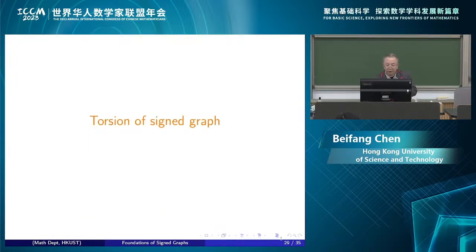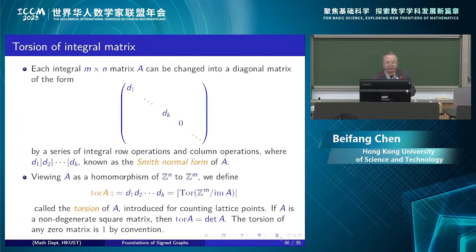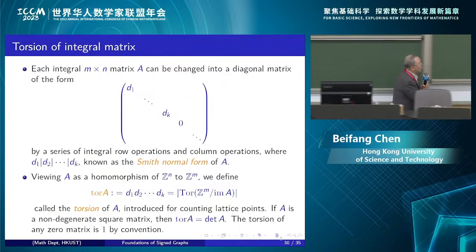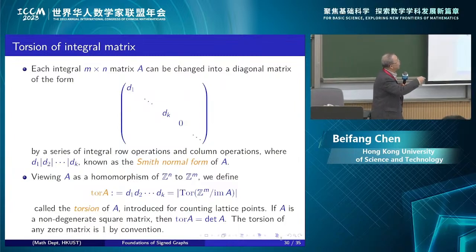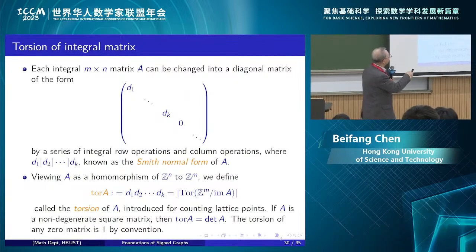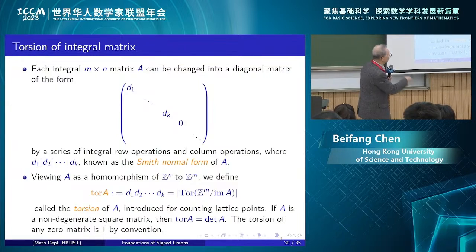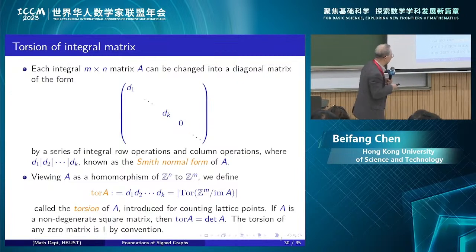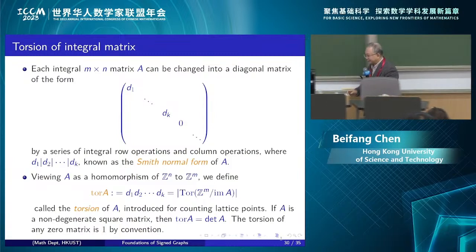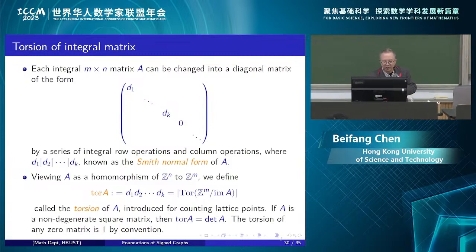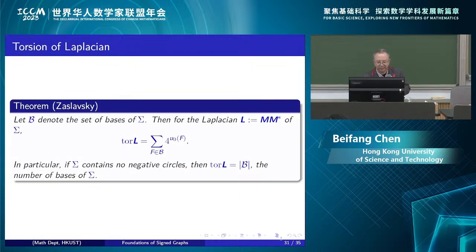And quickly, the torsion of a signed graph. For the torsion of a matrix, you just do the row operations and you get the Smith normal form, and multiply the non-zero entries, which is called the torsion of the matrix. That is the interpretation of why it's called a torsion for the group. If the matrix is square and non-degenerate, it's the same as the determinant.